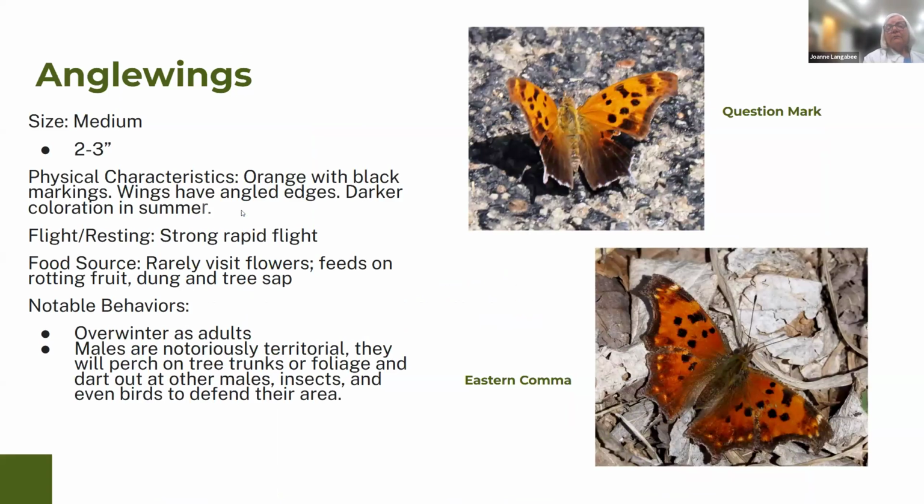Angle wings are a medium-sized butterfly. They're orange and black. The edges of the wings are very broken up, as opposed to most butterflies, which have kind of smooth-edged wings. These are very broken up. They're strong flyers. They do not visit flowers very often. They're sap feeders or dung.